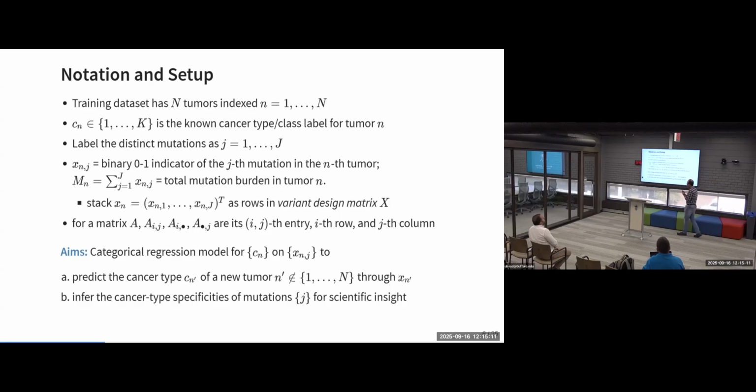There are two related goals. One is the clinical goal, which is predicting the cancer type based on the genomic fingerprint that we see for a new tumor. That's the prediction goal. The other is the interpretable inferential goal, which is understanding how these different mutations affect the prediction, understanding how these different mutations cause different cancers. That's a scientific understanding goal. Two related goals, but the focus is a bit different.